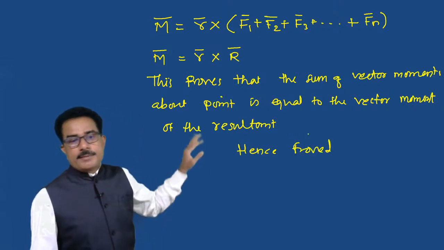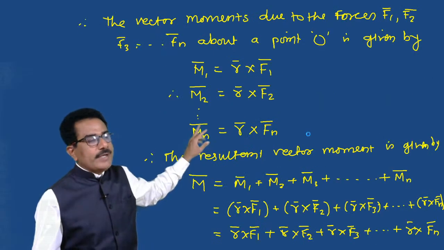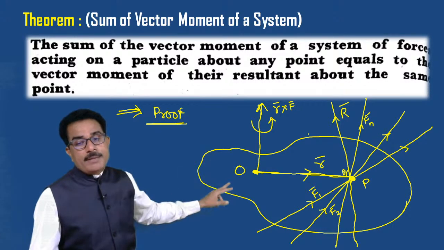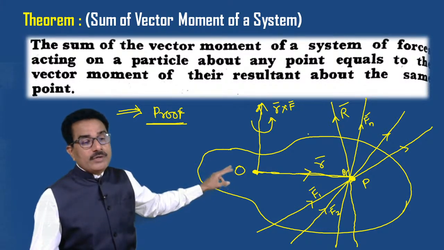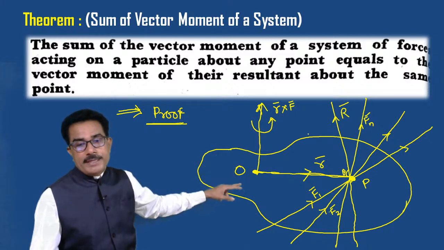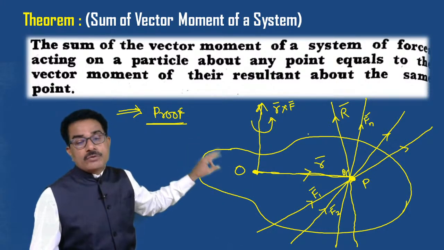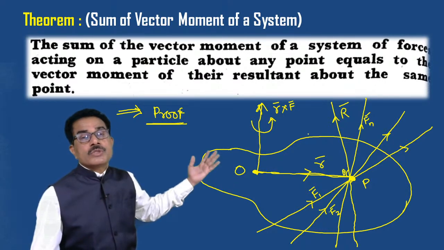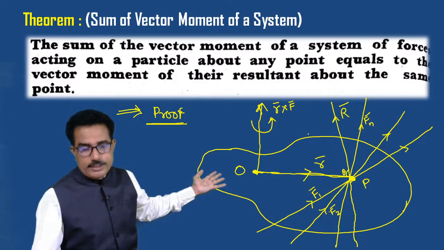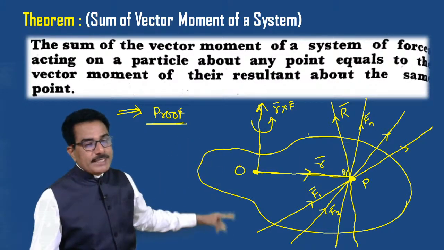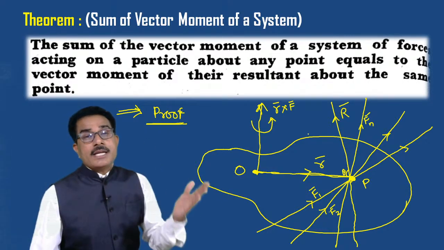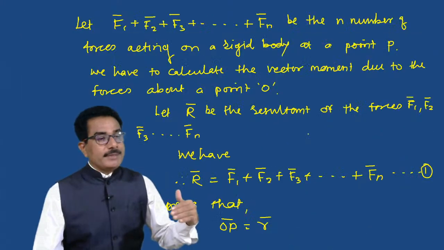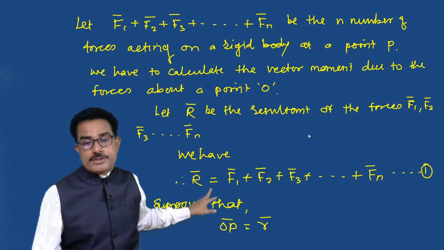Okay, did you understand the theorem? See, here we have a very easy theorem. Suppose we consider a rigid body, with n number of forces acting on the rigid body at a point P, where OP bar is equal to R bar. We have to find out that the vector sum of the vector moments about a point O is equal to the vector moment due to the resultant. So suppose F1 bar, F2 bar, F3 bar, dot dot dot, Fn bar are the n number of forces acting on a rigid body. Let capital R bar be the resultant of these vectors. So R bar is equal to this.